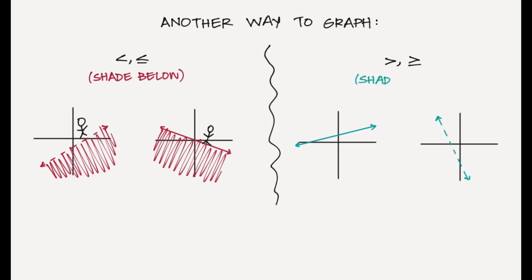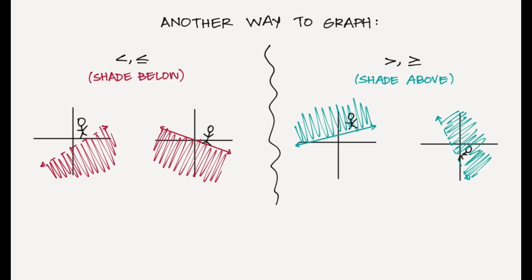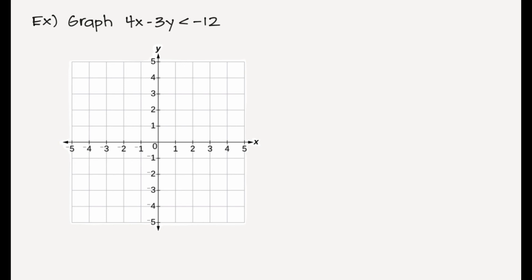If it's greater than or equal to, you're going to shade above, or everything that's greater than the line. So there's the man. I'm going to shade everything that is above the mountain, where the man is at. Same with this other one over here on the side. If that's the man sliding down the hill, I'm going to shade everything that's above that hill that includes the man. So to practice that, let's graph 4x minus 3y is less than negative 12.